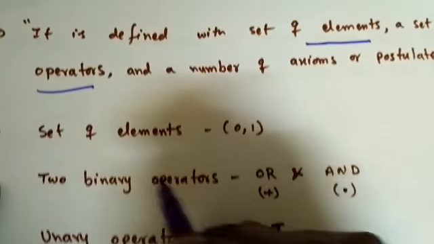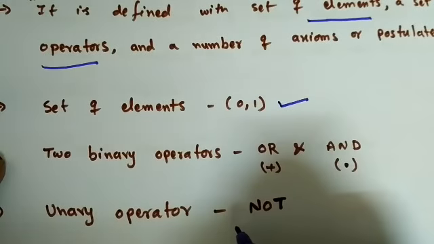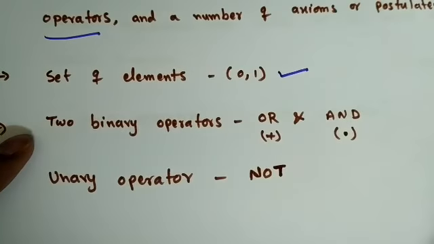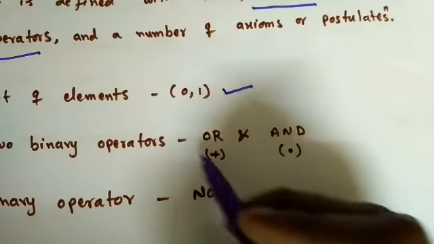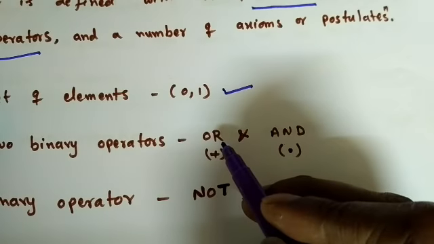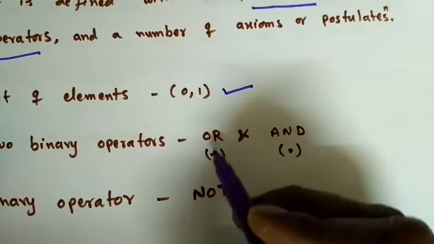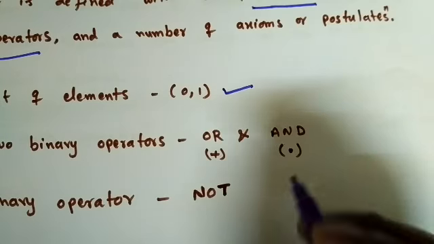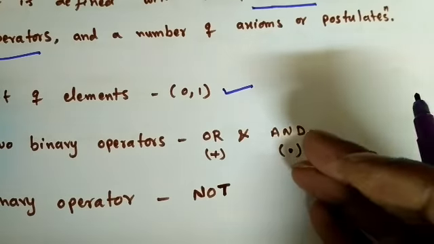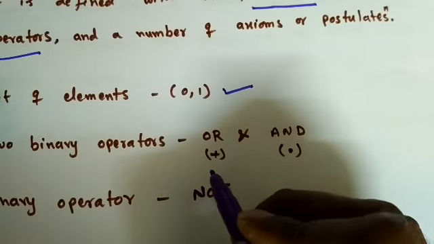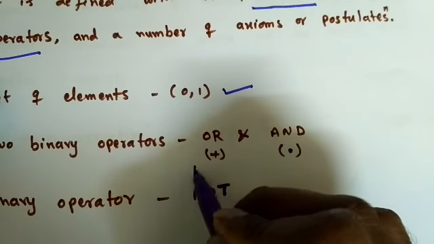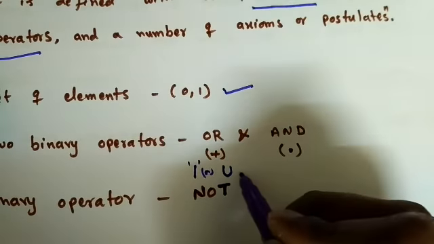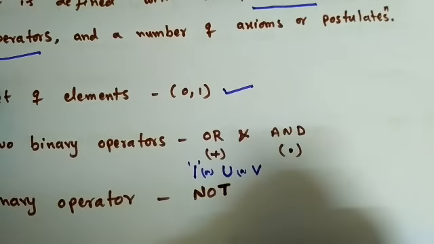Now, what are these elements? The set of elements has only two elements, which are 0 and 1. Then we have operators: two binary operators. One is the OR operator, and the other is the AND operator. The OR operator is denoted by plus. Sometimes we'll have different notations in textbooks, or if you write a program, you'll have different OR operations. Sometimes we use the union symbol also, or some textbooks follow other symbols.